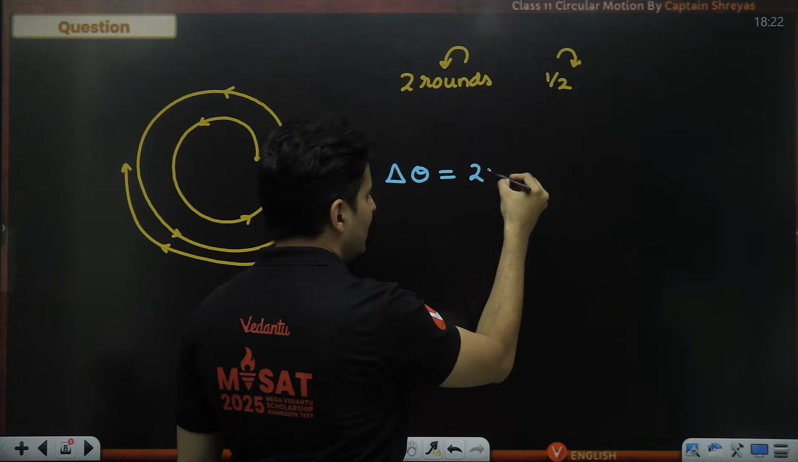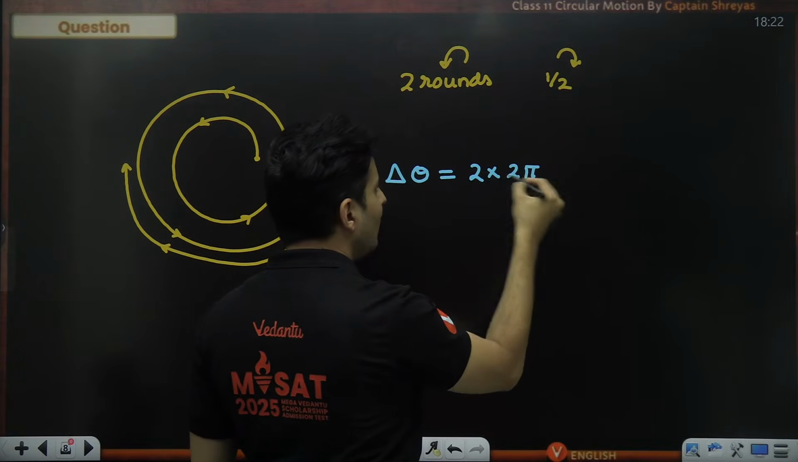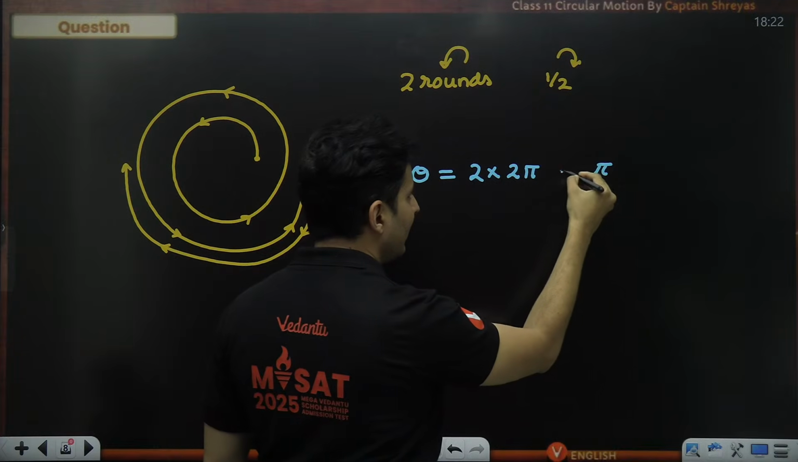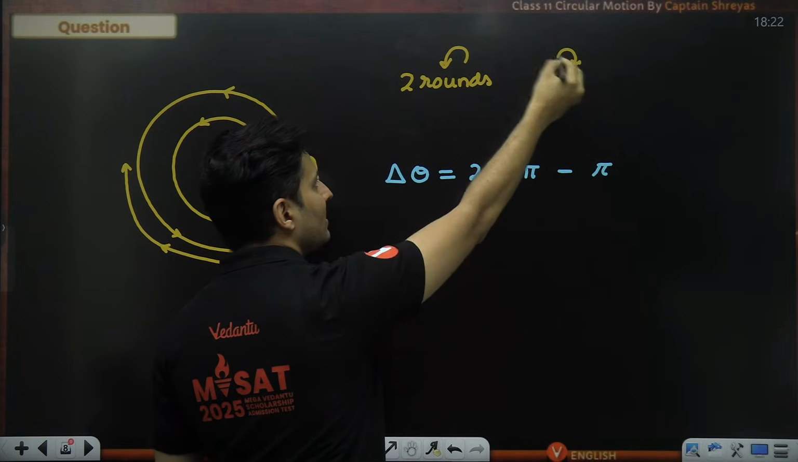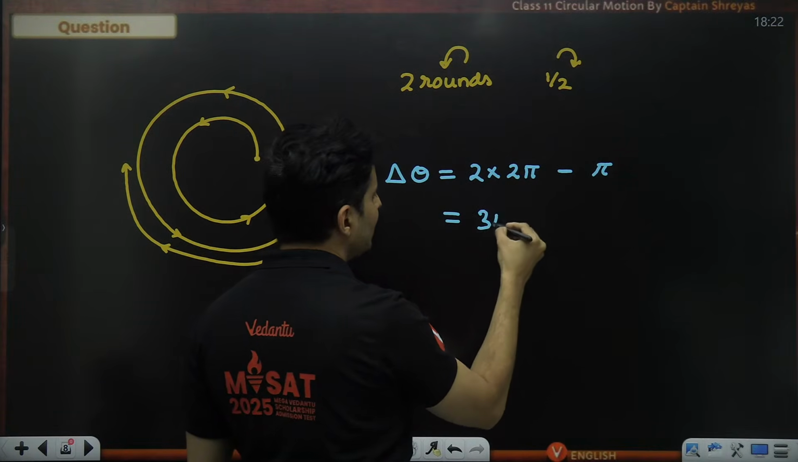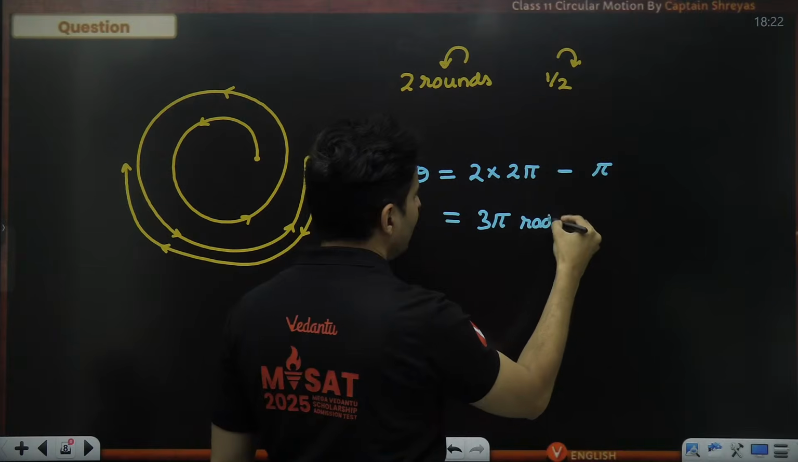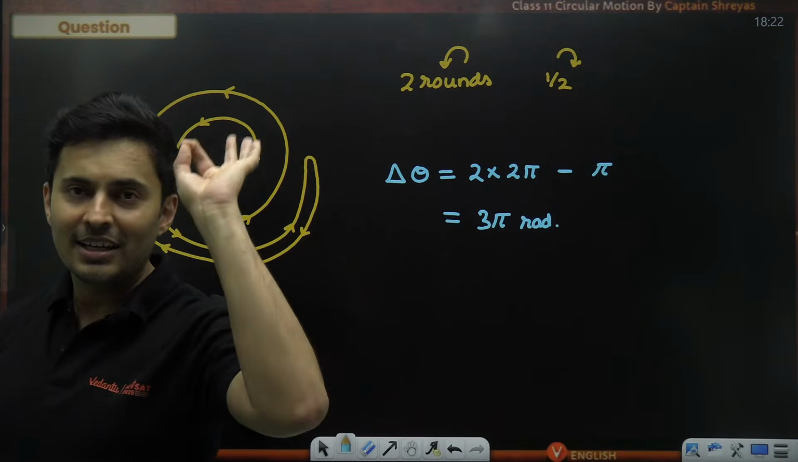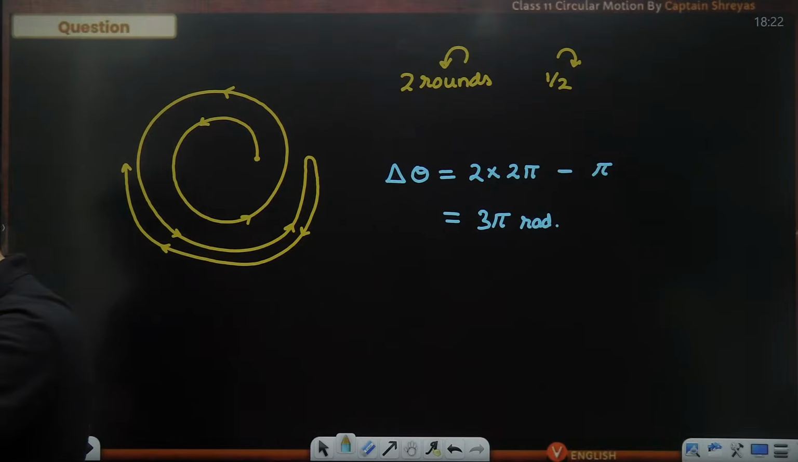2 rounds means each round is 2 pi radian. So 2 pi into 2. And half a round means pi, which is a semicircle. So minus, because the directions are opposite. So it is 4 pi minus pi, which means it is 3 pi radian. That is the answer. Is that clear? So 3 pi radian is the right answer.